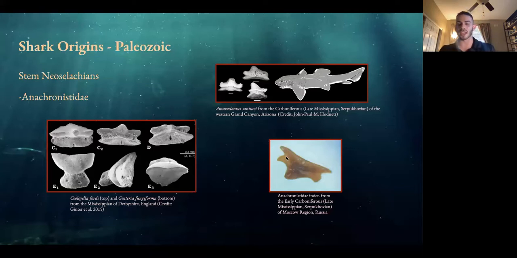And below it is an undescribed genus and species from this same subfamily. This is an Anachronistid indet., that's what indet. stands for, from the early Carboniferous of the Moscow region of Russia. And if you look at this, this looks like a shark tooth. Like you can see teeth that are pretty similar to this within the Mesozoic and Cenozoic. But again, this still has just that one enameloid layer.